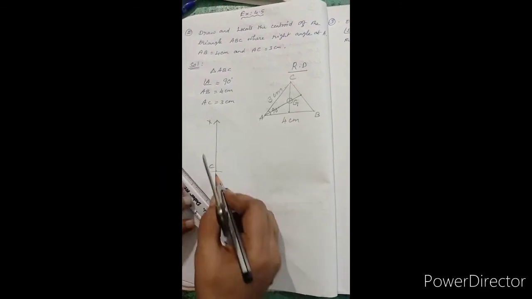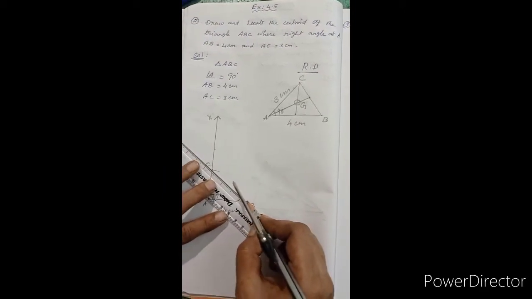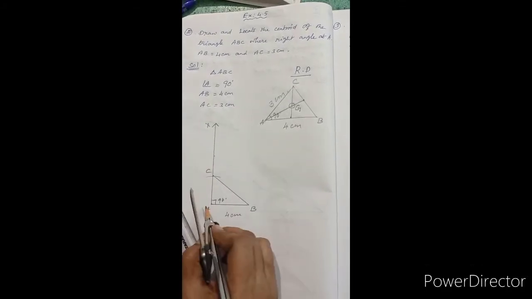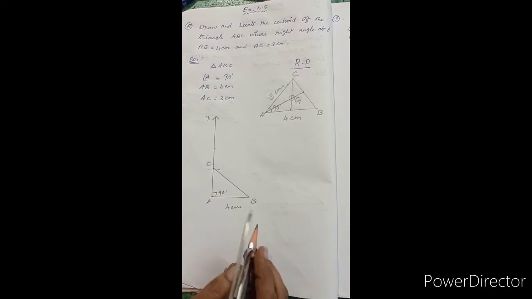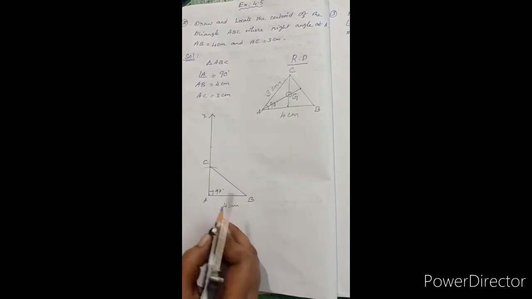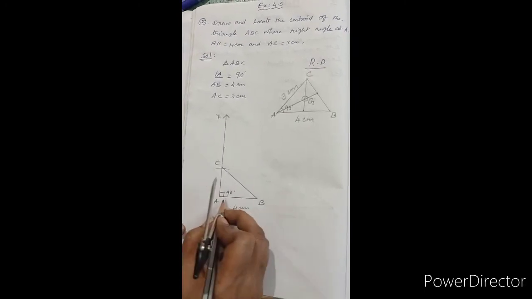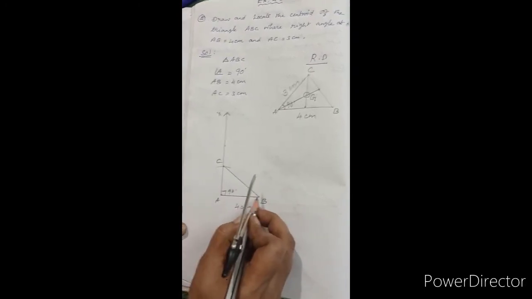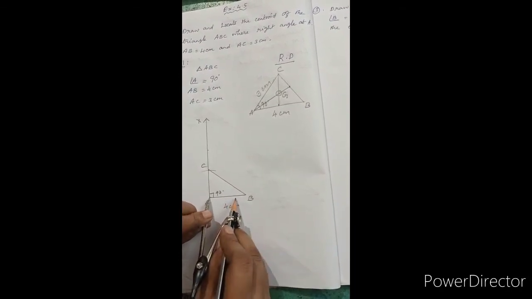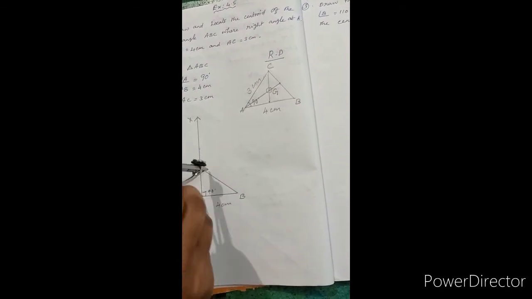Now join this C with B. Now ABC is our required right angle triangle. Now construct perpendicular bisector for side AB and BC. For that, take more than half of this side as radius in our compass.